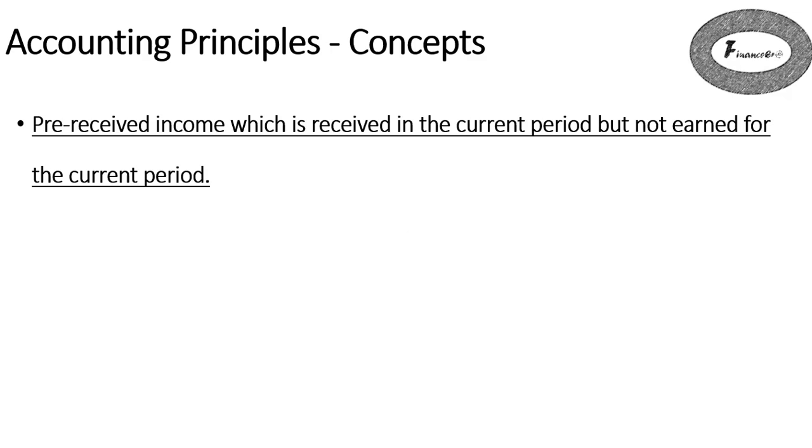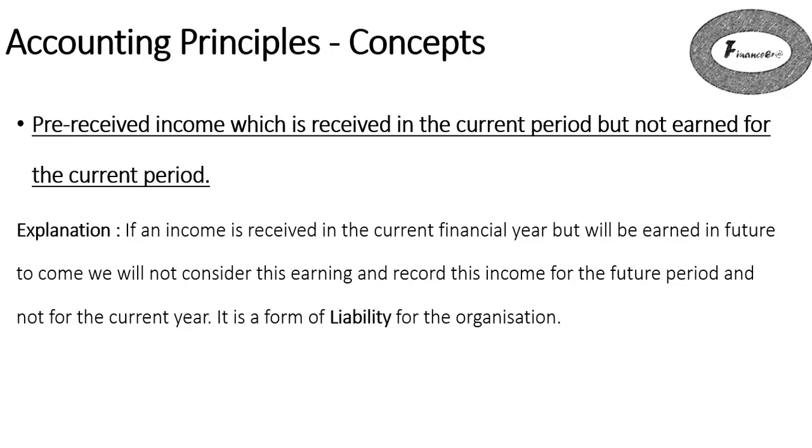While pre-received income states that the income is received in the current period but not earned for the current period. So here the income is not particularly earned for this period, however it is received for a future event. The explanation goes like this: if an income is received in the current financial year but will be earned in future, we will not record this income for the current period, and we will consider it only for the future period and not for the current year. It is a form of liability for the organization.